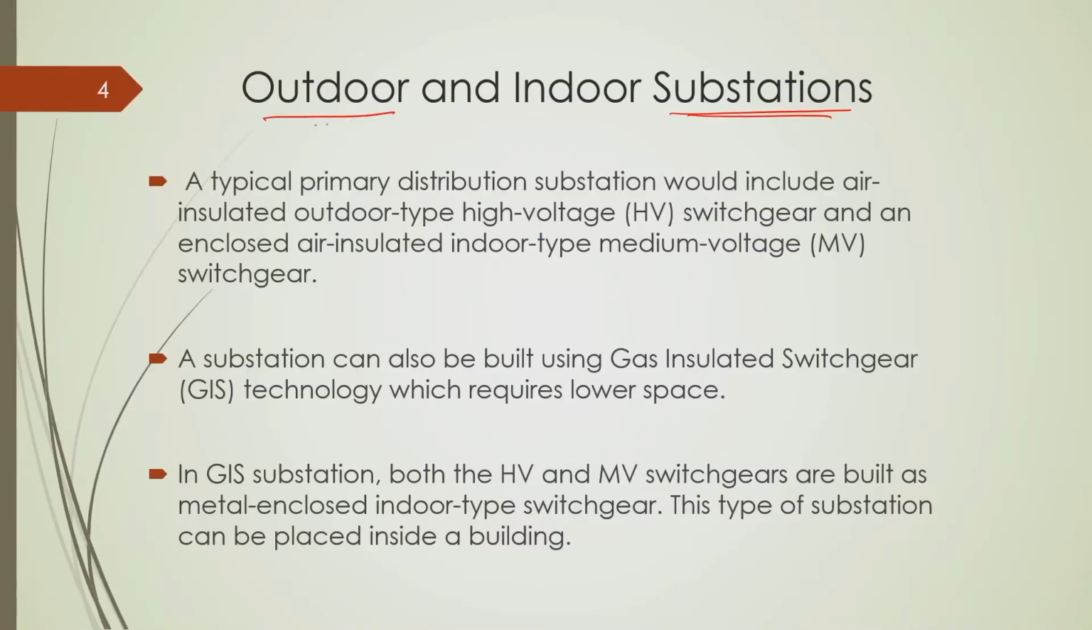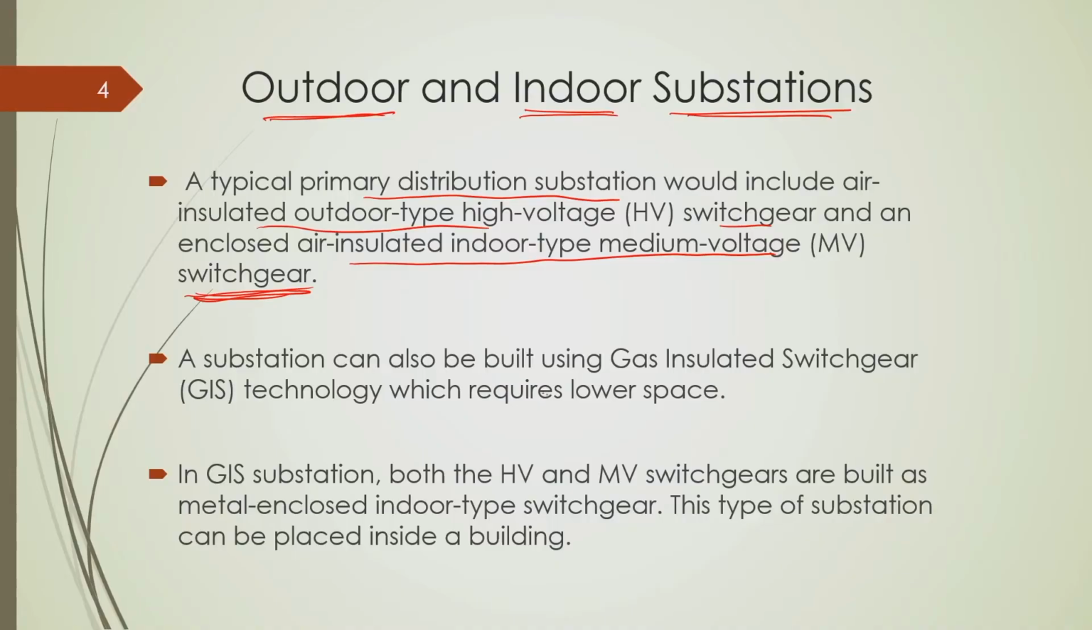Now, there are two types of substations. One is called an outdoor substation, another is called an indoor substation. Typically, a primary substation or distribution substation has a high voltage air insulated outdoor type of switchgear and enclosed air insulated indoor type of switchgear. What is the purpose of this switchgear? Here all sorts of switching are done. And there are some indoor substations which have gas insulated switchgear.